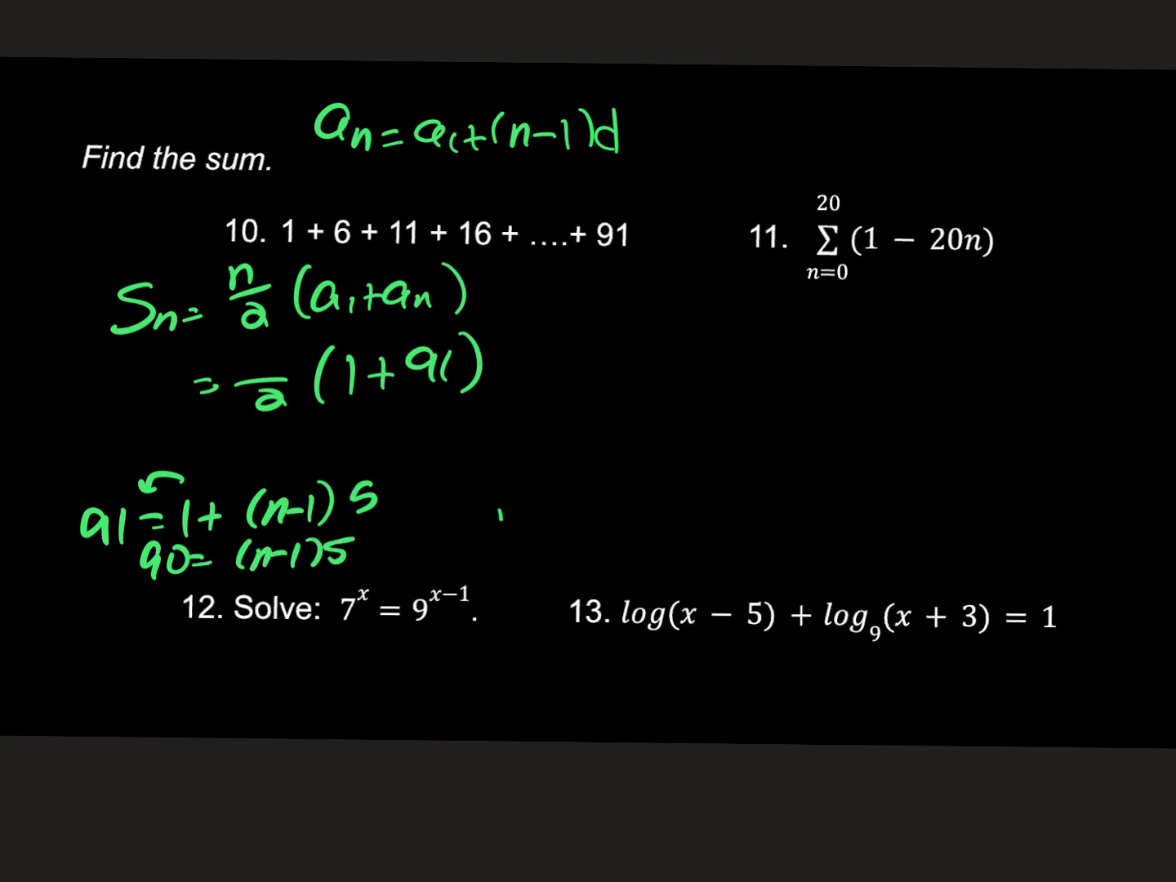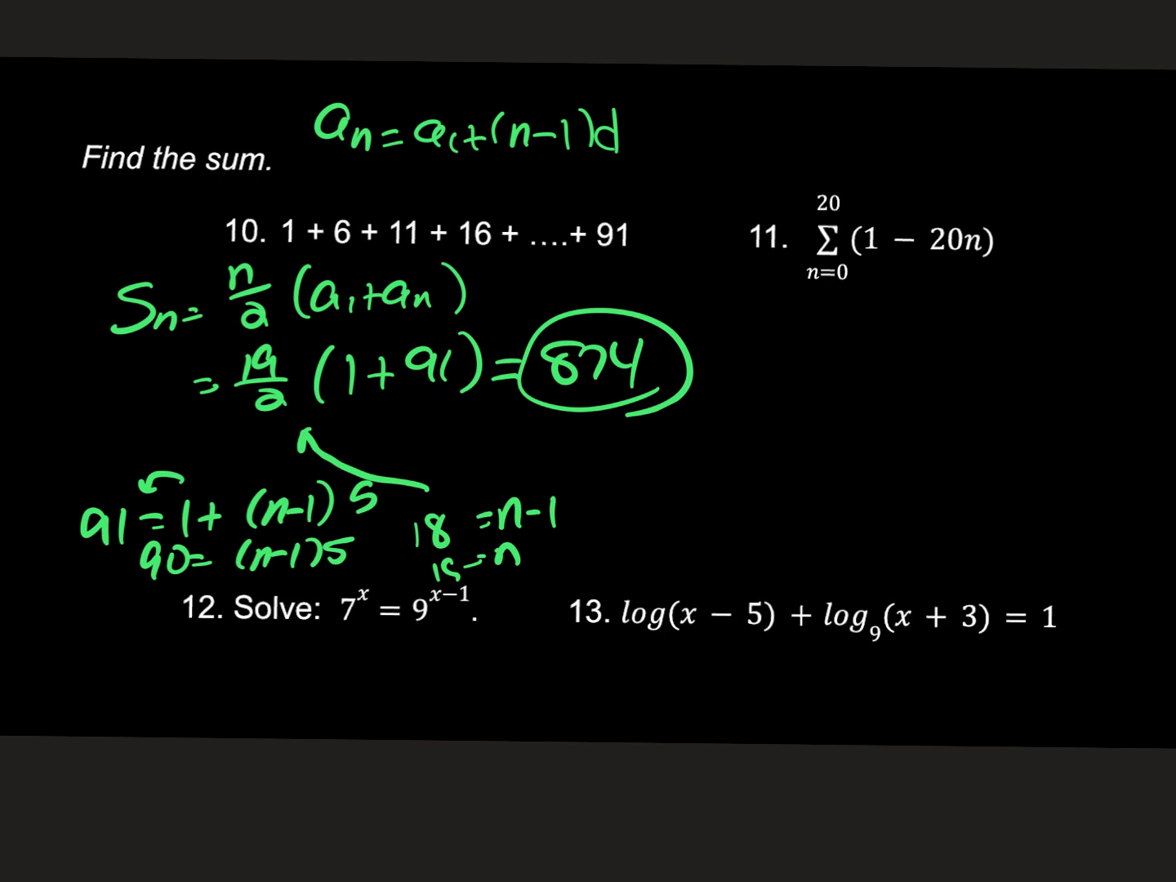Divide by 5. 90 divided by 5 would be 18. And then move the 1 over and get 19. There's my n. So 19 goes right there, back in the formula. Now I'm going to do 19 divided by 2, which is 9.5, times 92. I'm getting 874. That's the sum. Quite a bit of work on that one.